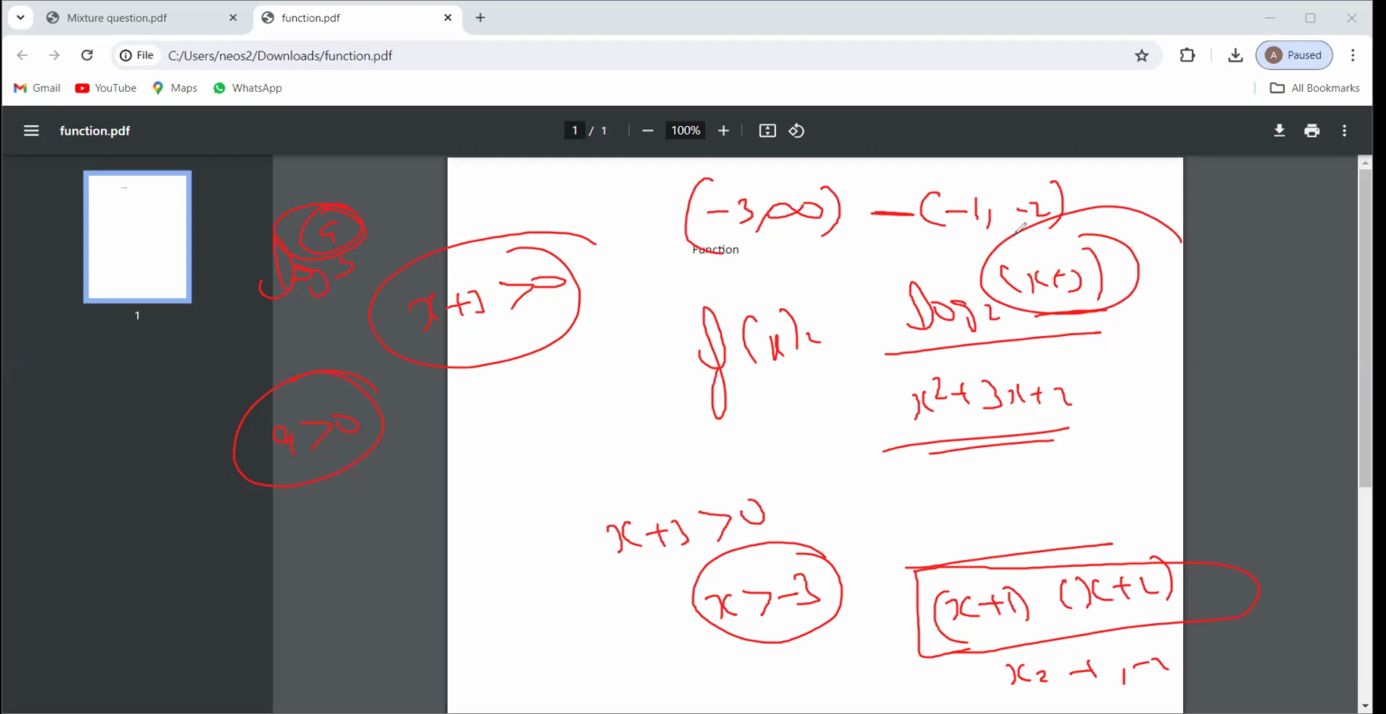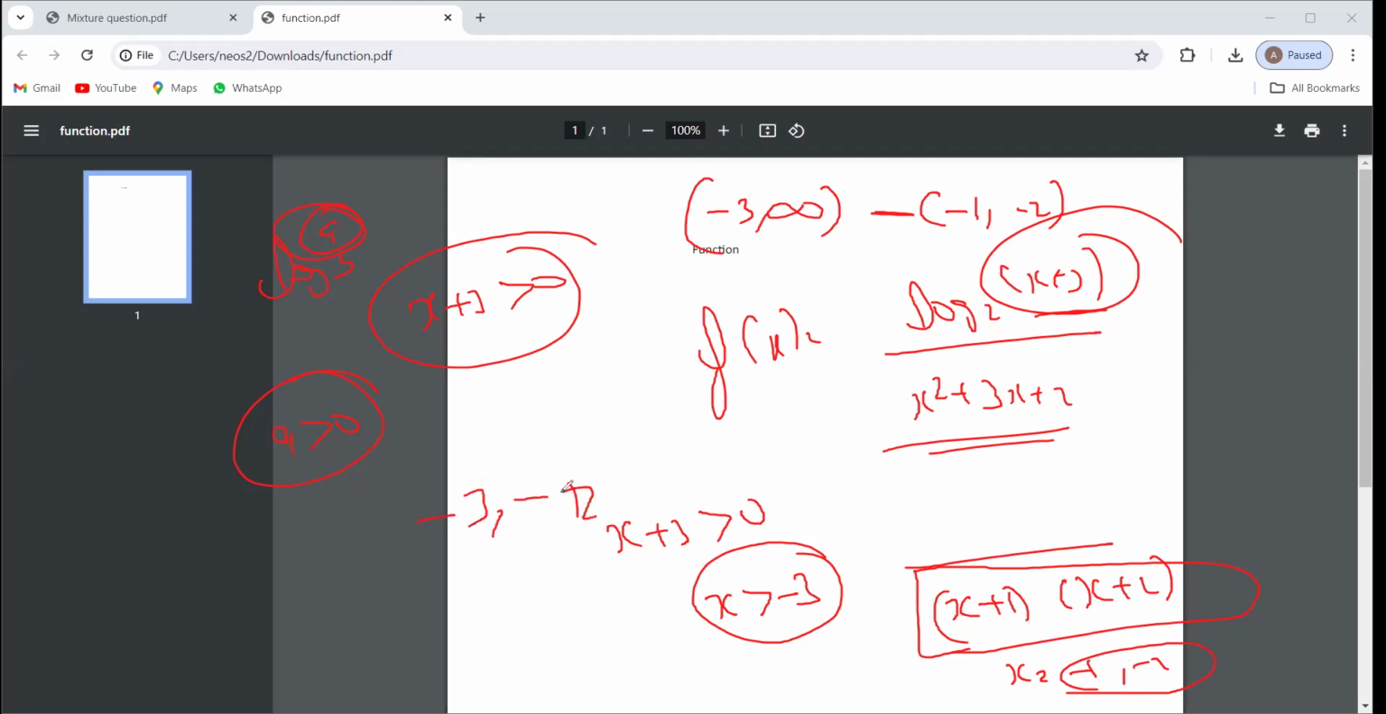Excluding -1 and -2. Only -1 and -2 will not be in the domain. Any number between -1 and -2 would be possible, right? Like -2.23, -2.34, that would be possible. But what cannot be possible? Only -1 and -2, that's why I wrote like this. I cannot write like this.